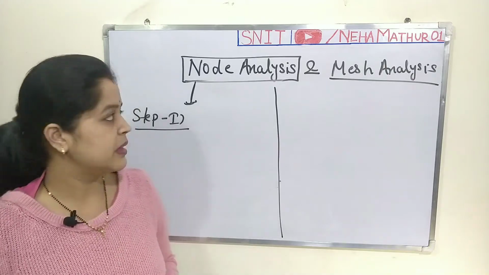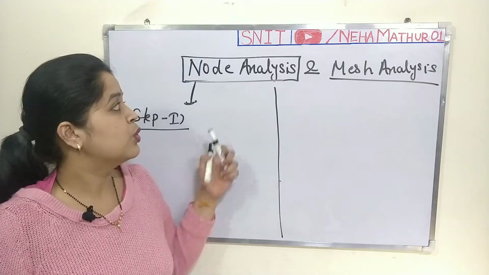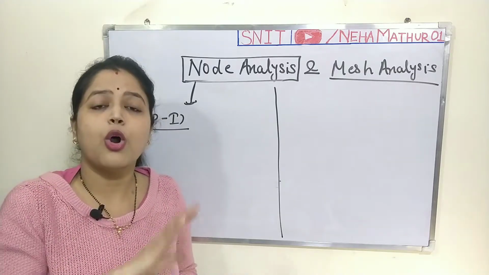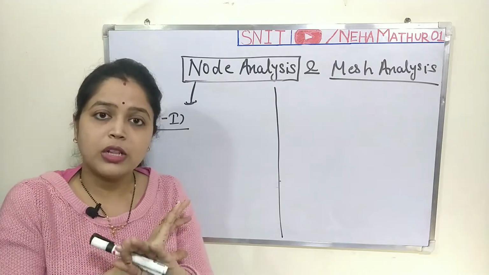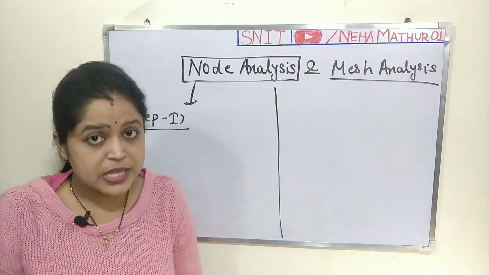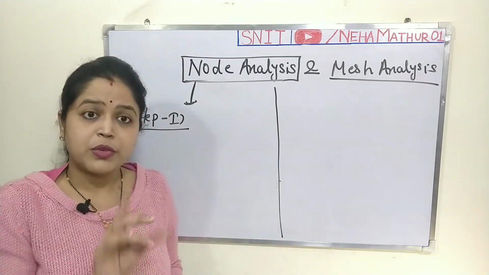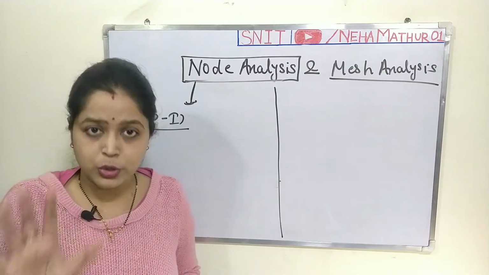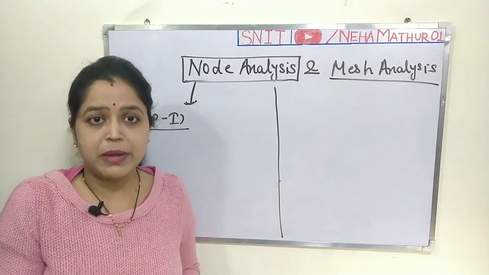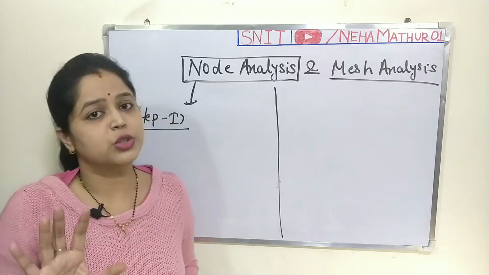So the first step, the first task useful in node analysis, is to identify all the principal nodes. Firstly you will have to identify all the relevant nodes just by observing the specific circuit. Once you have identified all the principal nodes, you will have to mark one specific principal node as a reference node.